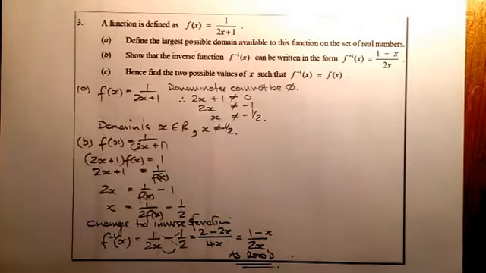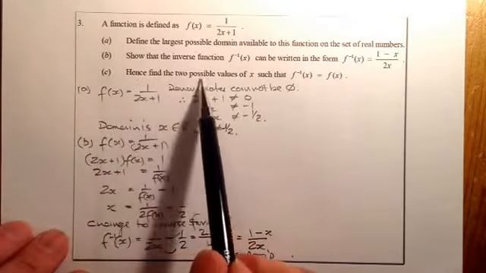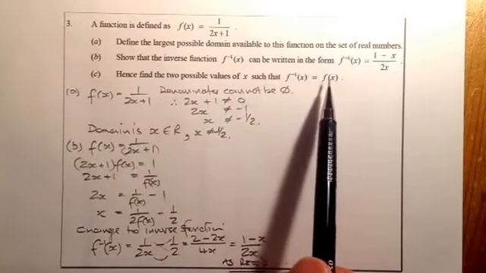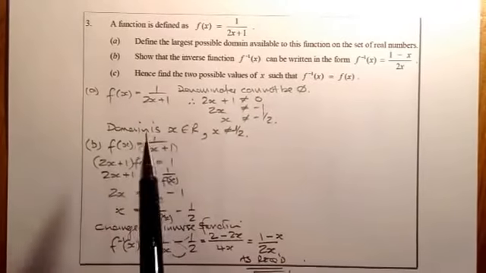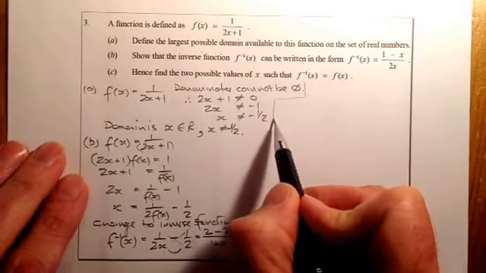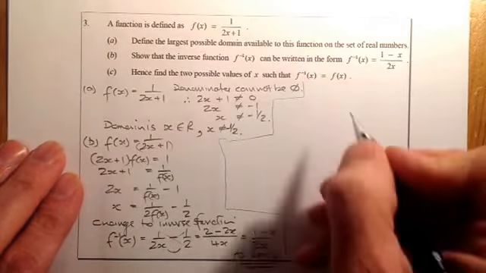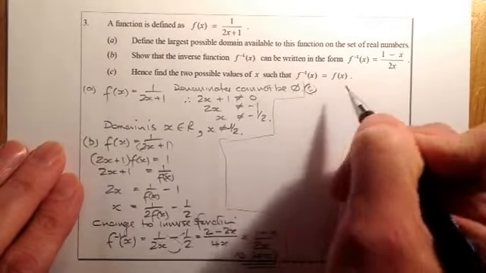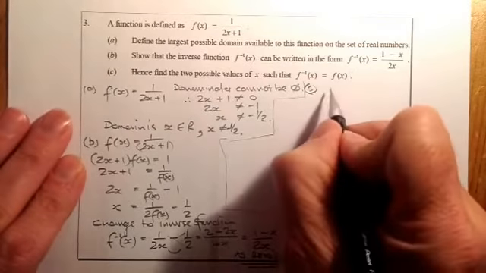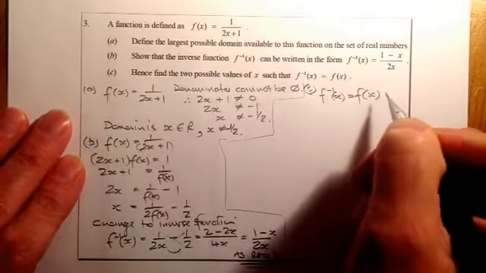Right then, so for part C, what we'll do is we're going to say that hence find the two possible values of x such that the inverse function equals the function f of x. Okay, right, so can I just get some room here? What we'll do is we'll start part C up here. Right, so for part C, I'm going to make both of these things equal to each other. So I've got f to the minus 1 x is equal to f of x.